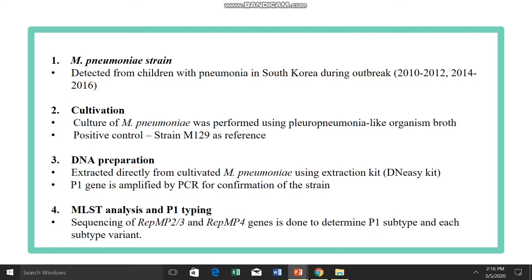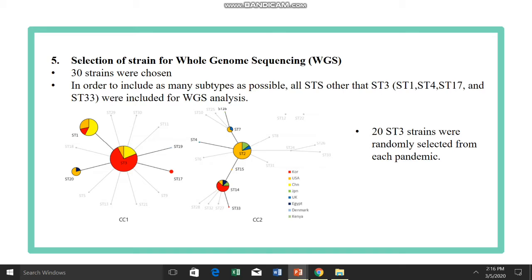Now the methodology. So first is the pneumonia strain. It will be detected from children with pneumonia in South Korea. Next is cultivation. It will be performed using pleuropneumonia-like organism broth, and strain M129 will be used as a reference. Next is DNA preparation. It will be extracted directly from the cultivated bacteria using an extraction kit, and MLST analysis and P1 typing will be done. The next one is selection of strains for whole genome sequencing.